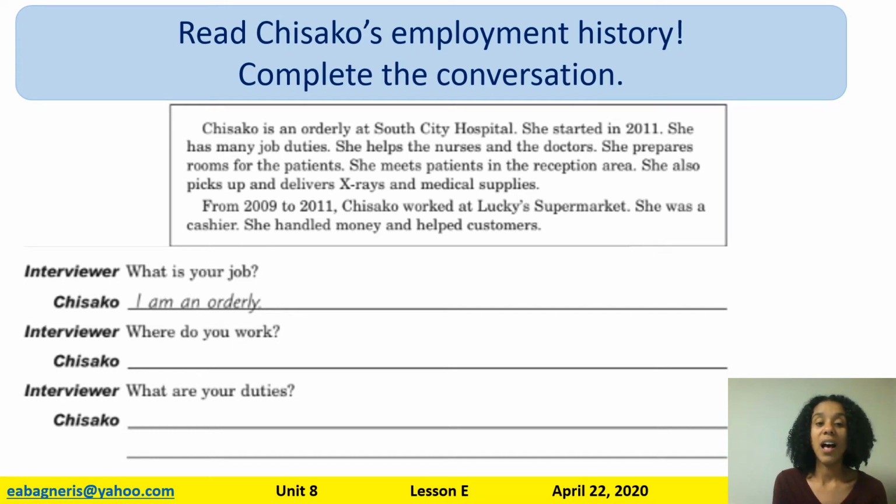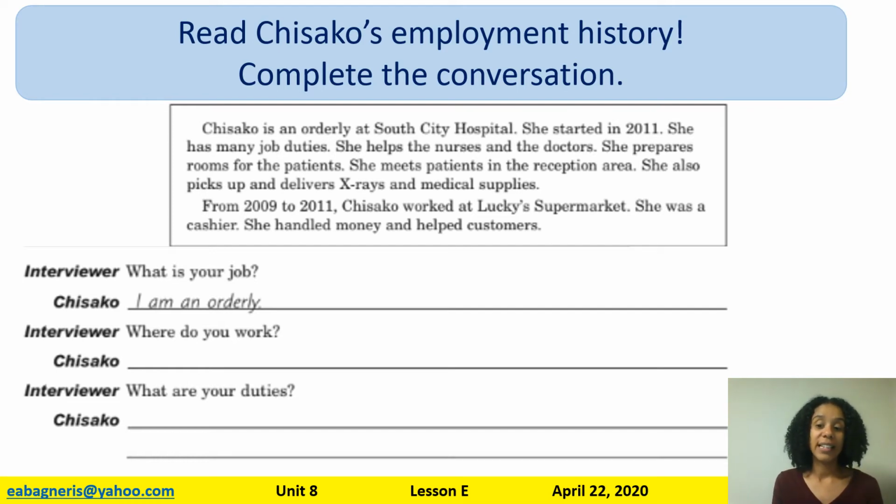From 2009 to 2011, Chisako worked at Lucky's Supermarket. She was a cashier. She handled money and helped customers. So again, we find out what Chisako is doing now. That's at the beginning, and it's in present tense. And then we switch to talking about what Chisako did in the past. She was a cashier, okay, in the past. So that's in past tense.